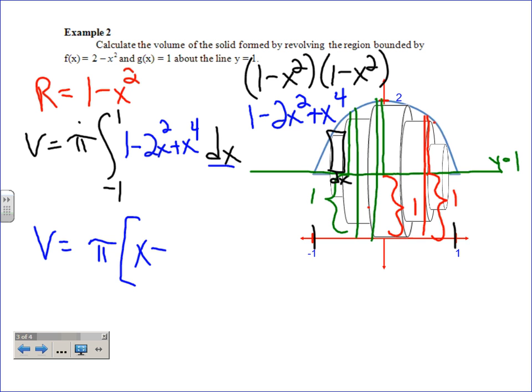Minus. Okay, very good. It would be 2/3 x cubed because it would be 2x to the third divided by 3. Everybody remember that? Take it up a power, divide by your new power. Plus x to the fifth over 5. And again, don't forget that notation that can help you out.